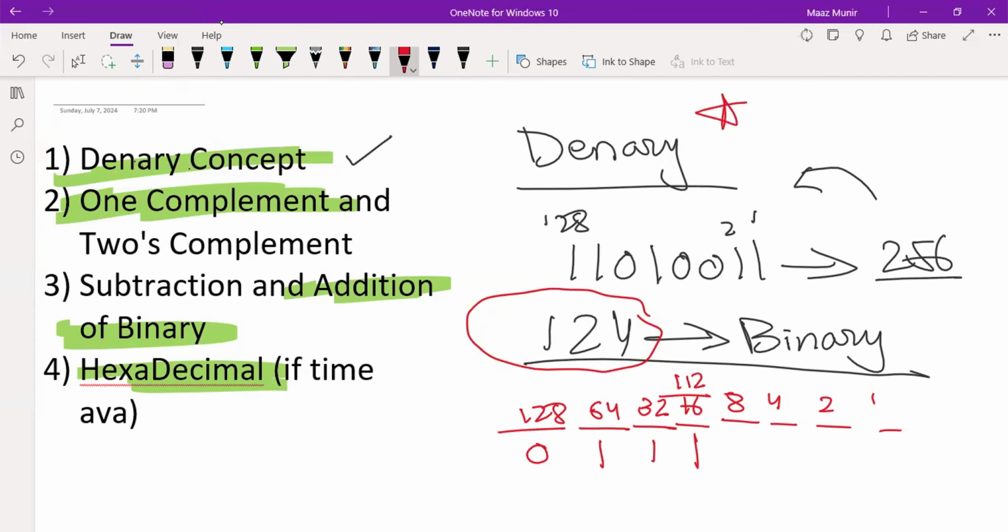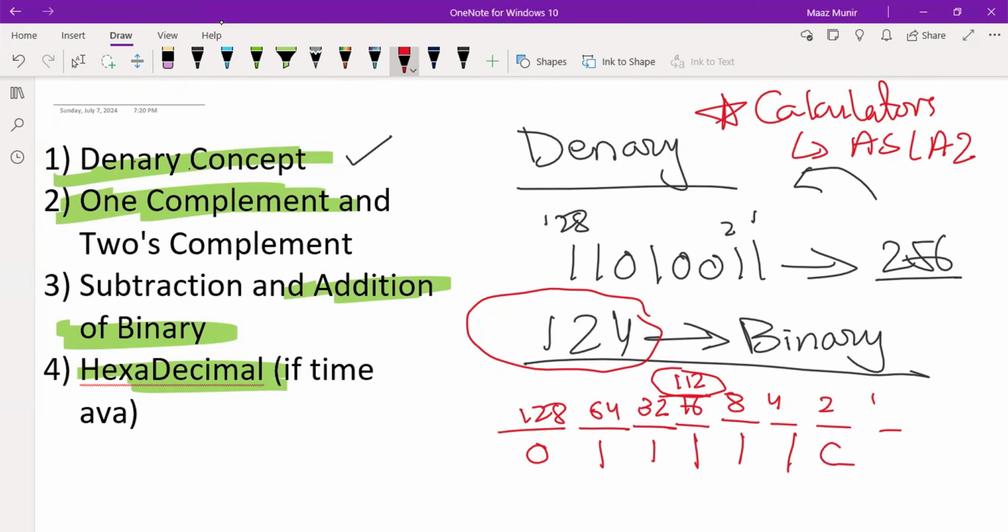One other thing: calculators are not allowed in your AS or A2 CS examinations, because you need to have the skills to do this basic math calculation. So 112 plus 8, we get 120, right? And now 120 plus what number equates to 124? It's a 4, right? So adding up all these five digit values, we get 124. For the remaining, we put 00. So we get the value 01111100.